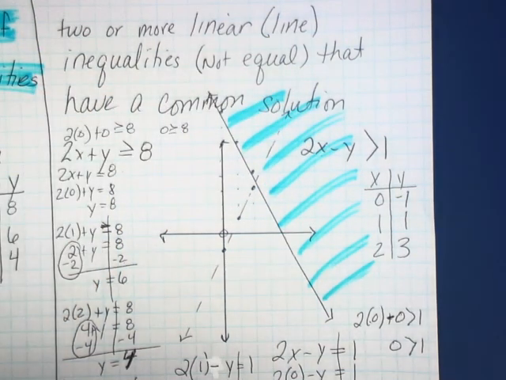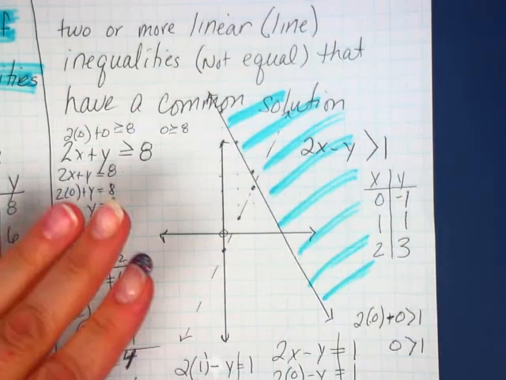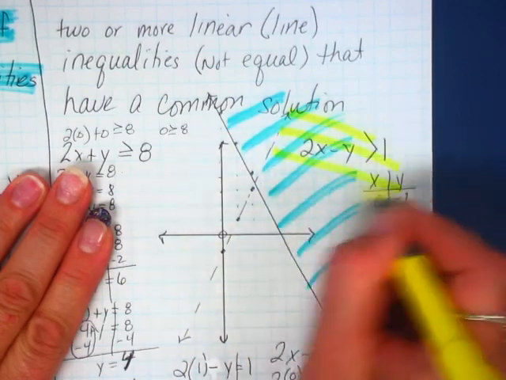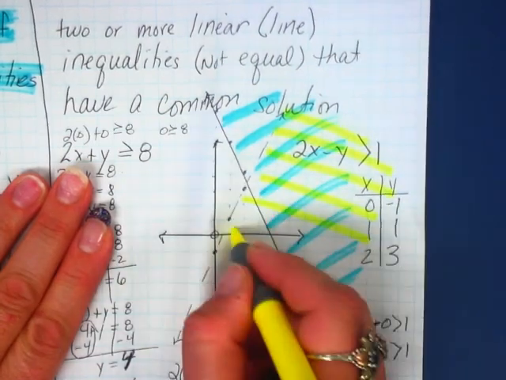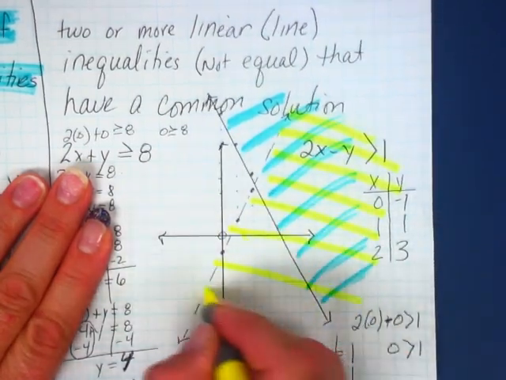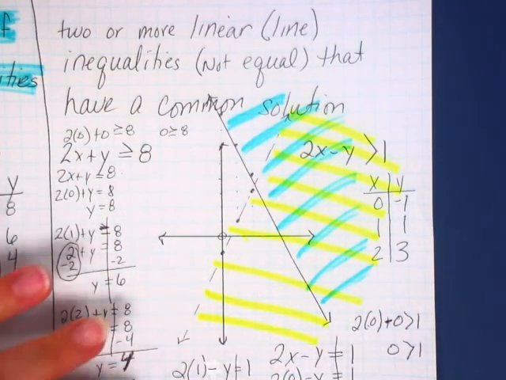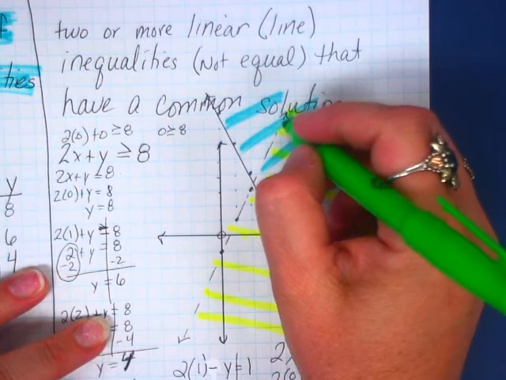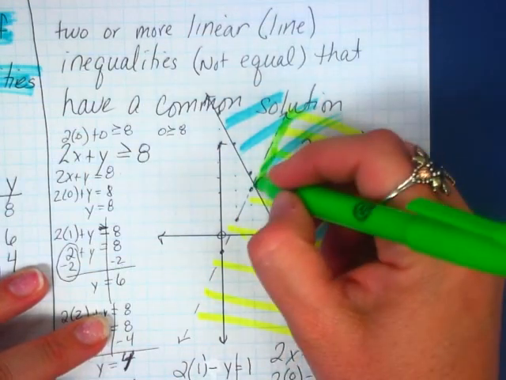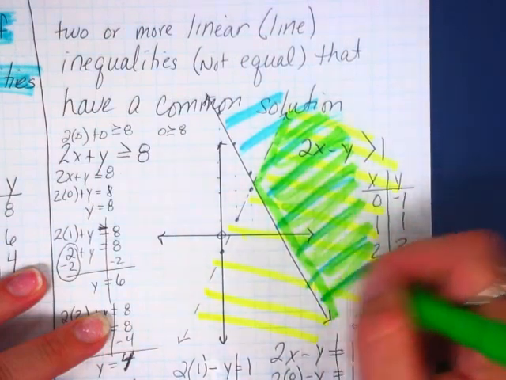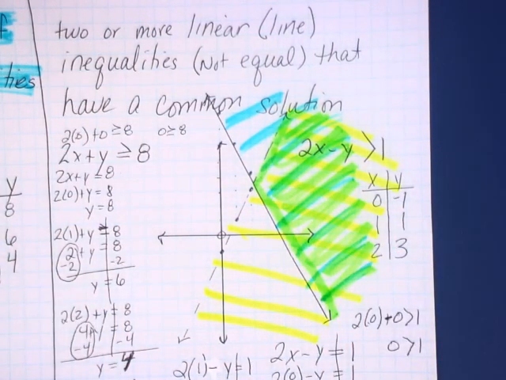So I'm going to use a different color highlighter at this point. It didn't work on this side, so I'm going to graph on this side. And the solution set is where, in the case of my problem, the blue and the yellow meet, so where the two equations actually shade at the same time. If I look at this carefully, the blue and the yellow are coming together right in this section right here. And so that's my actual answer to that problem.